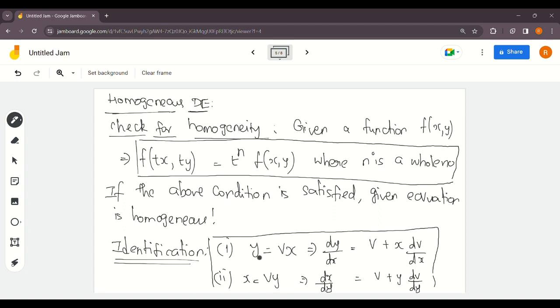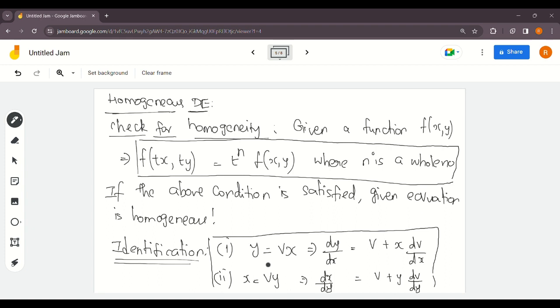So for y by x, I have taken a constant v and then cross multiplied so that y is equal to vx. Or for x by y, I have taken again a constant v and then cross multiplied, so x is equal to vy. So these are the two models of homogeneous equation.